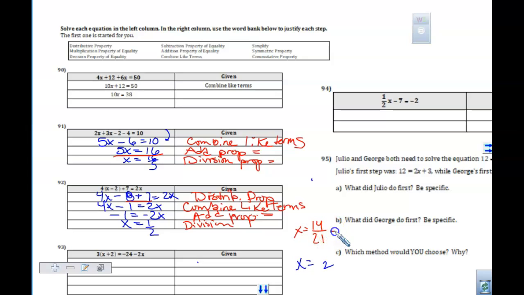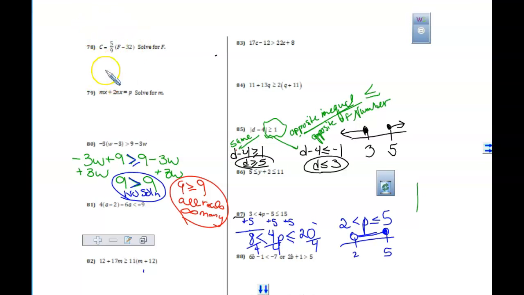over 21, and then the next step I say x equals 2/3. That's the simplify, right? It's giving you this answer and then putting it in a simpler term. That's going to be the simplifier. So that's when I would use simplify, instead of maybe combining them. Okay?